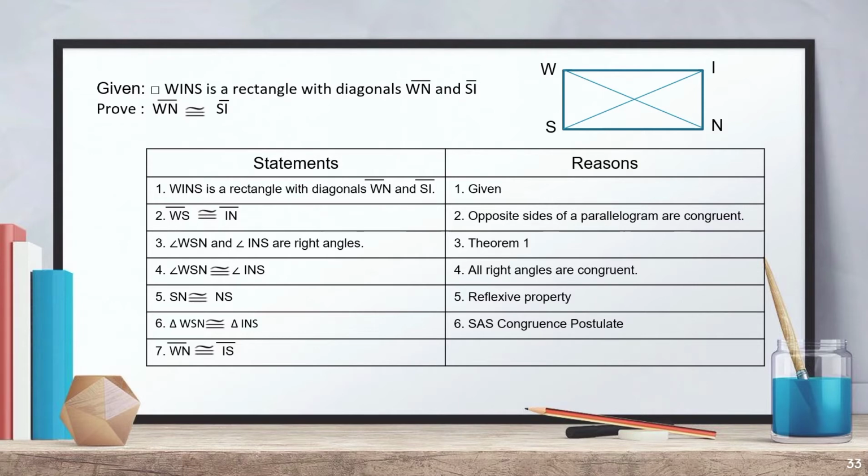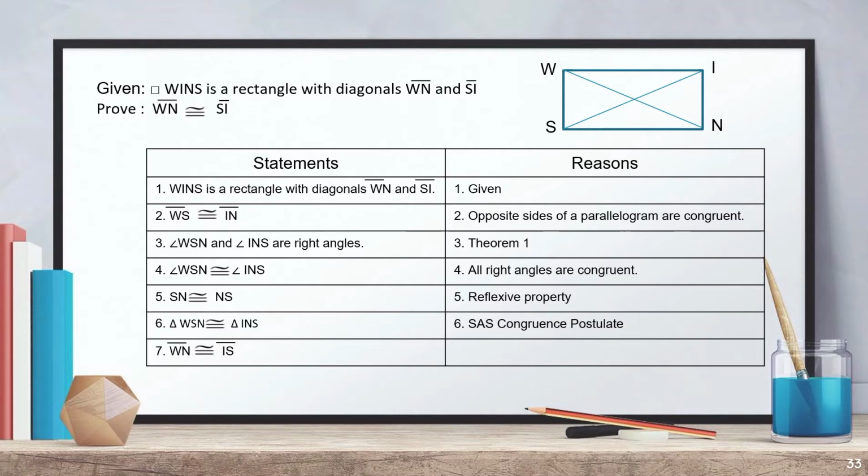Now, where did we base our answer? We base it from our statements. So you have in statement number 2 that the two sides WS and IN are congruent. And statement number 4, we have also that angle WSN is congruent to angle INS. And on statement number 5, that side SN is congruent also to side NS. So that is why we have our reason SAS congruence postulate.